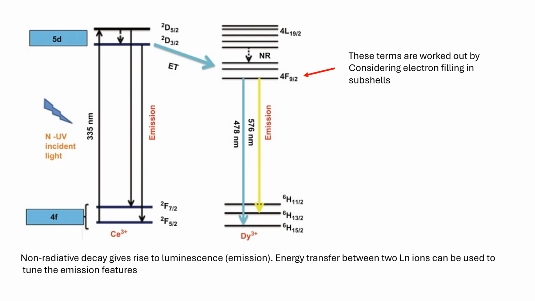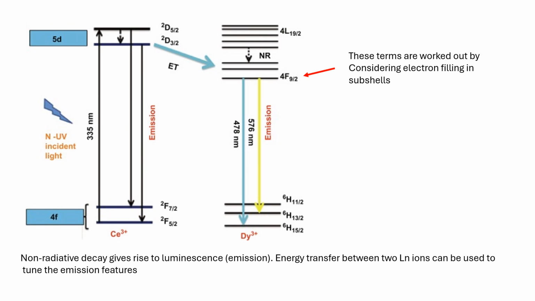And of course, if we have multiple lanthanide or actinide ions in close proximity to each other, we can have some energy transfer between them. We take away some of this energy from here, and these electrons can be de-excited to the ground state in the other species, and then we get a different emission spectrum. This is one way in which we can tune the emission spectra of lanthanides and actinides for a wide variety of applications.